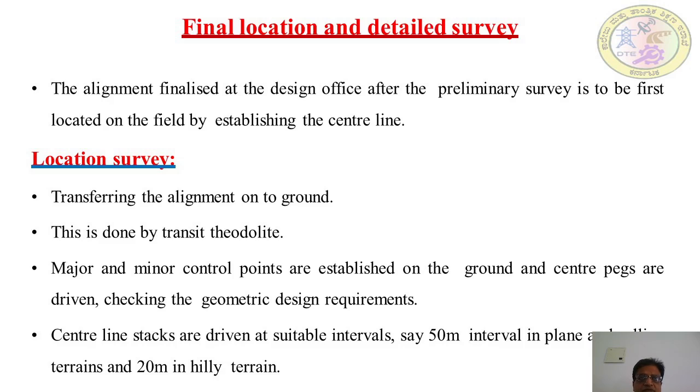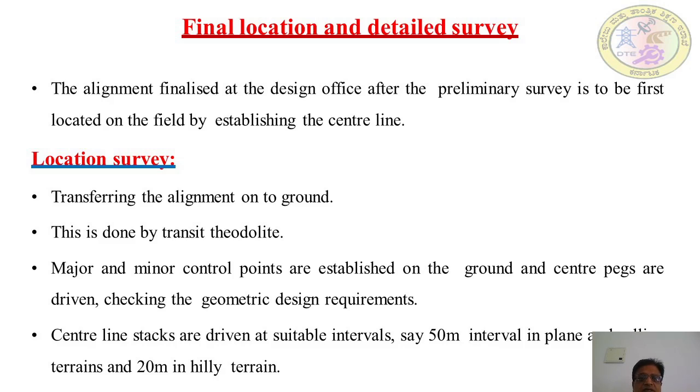There could be only one alignment between the two places. Assume that there is a place A and place B. You are constructing only one road, using only one alignment. So you need to finalize any one single alignment out of the available alternative alignments. So that is the final location.